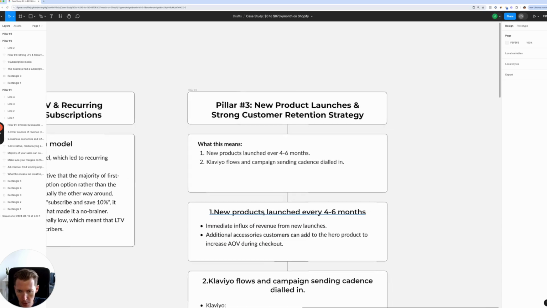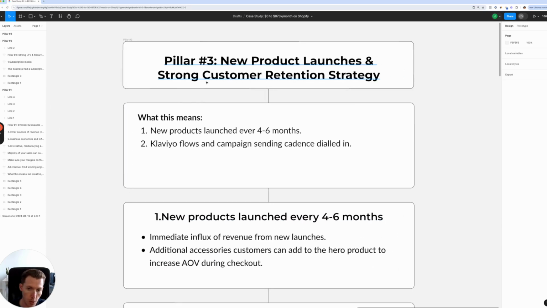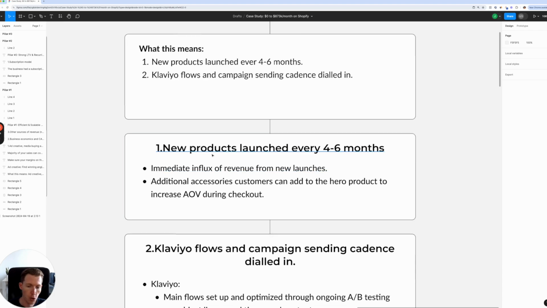And then moving on to pillar number 3 is new product launches and strong customer retention strategy. What this means is that, first of all, we have new products launched every 4 to 6 months. And second thing is that Klaviyo flows and campaign scaling cadence was dialed in. So new product launches, what this means is that when you launch a new product, you get an immediate influx of revenue from those new launches, which is great. It helps to create those peaks of revenue.